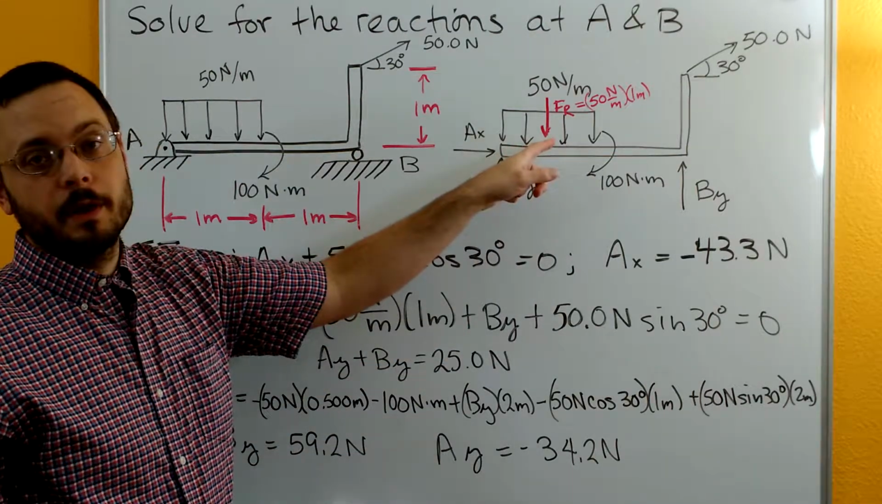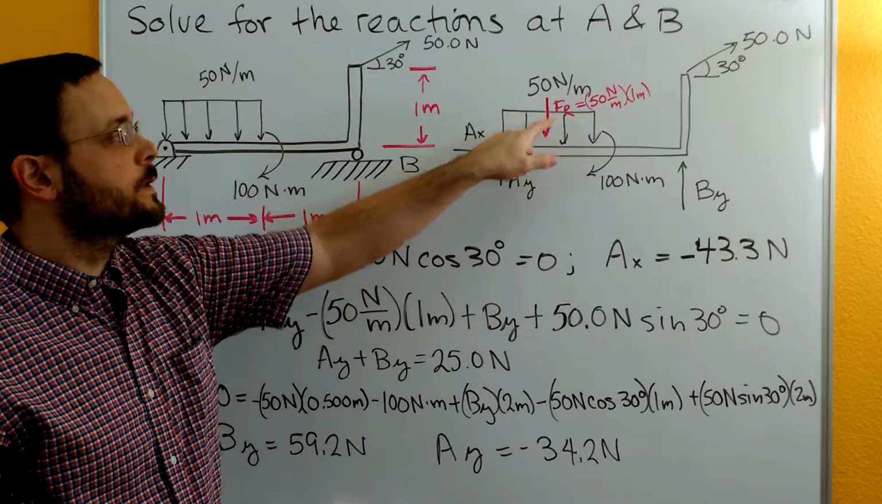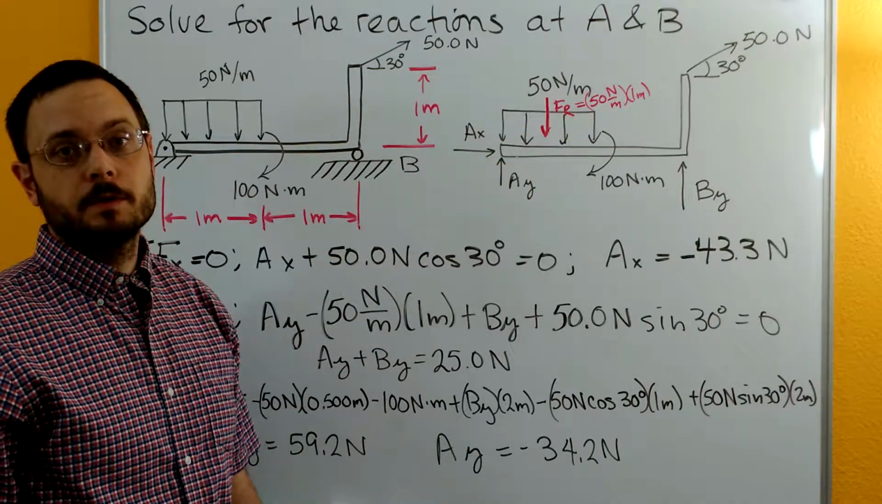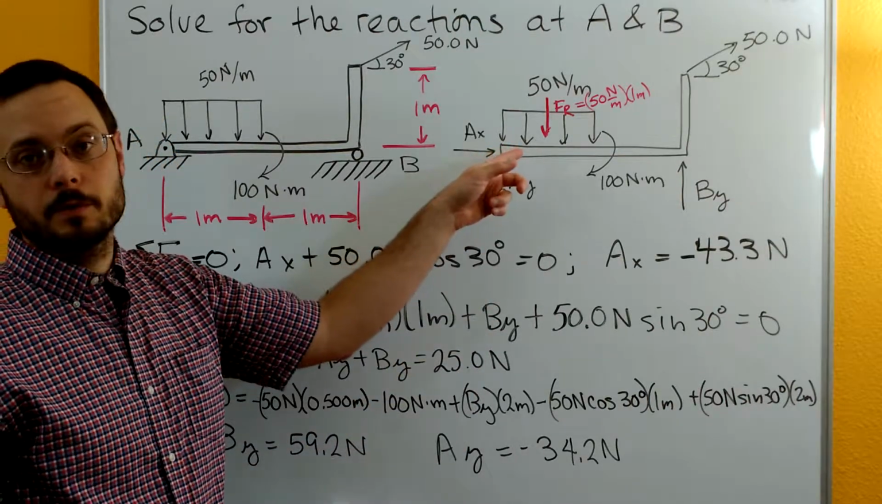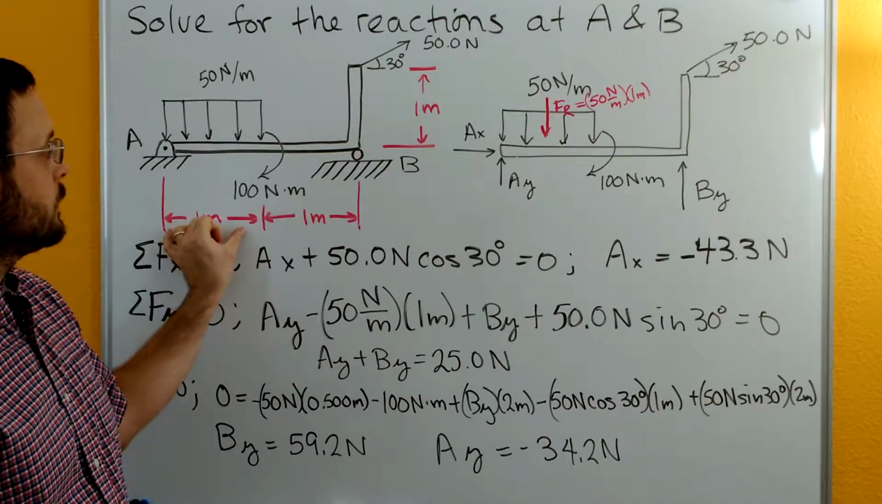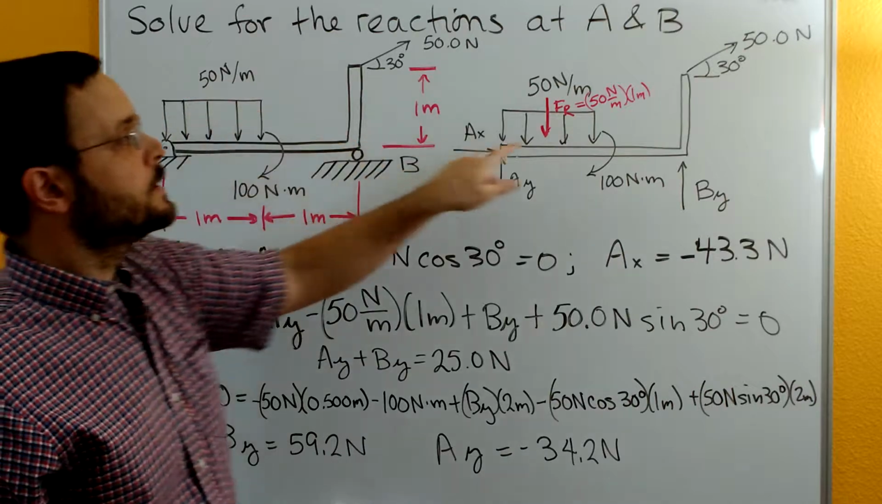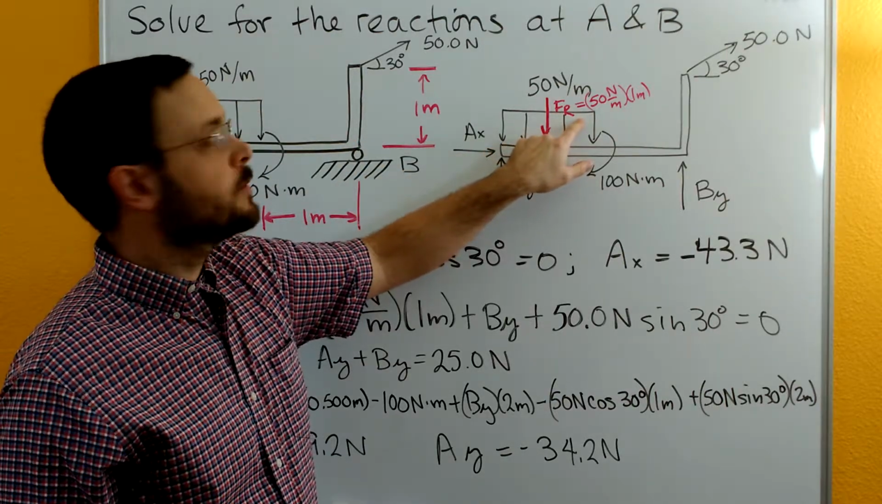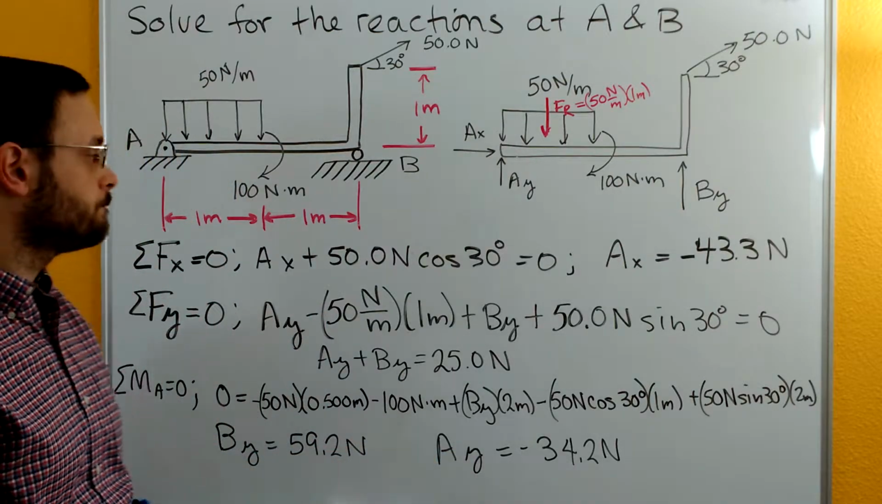Remember with the distributed load that the force created by the distributed load, this resultant force, is equal to the area under the distributed load. So this is a rectangular distributed load, so that area is going to be the base, the 1 meter, times the height, which is the 50 Newton per meter. So that resultant force is going to be 50 Newton per meter times 1 meter, so just 50 Newtons.